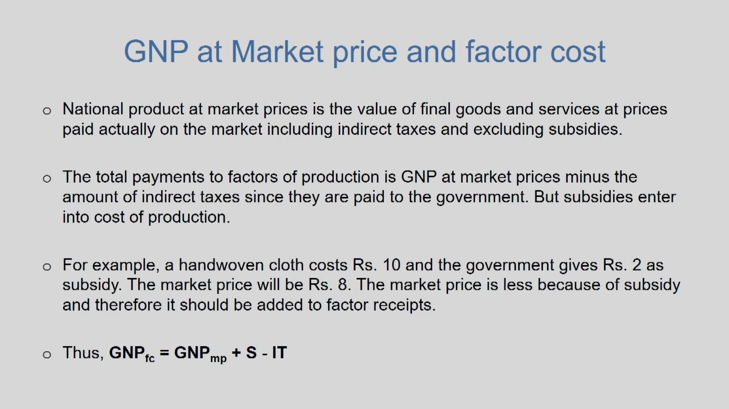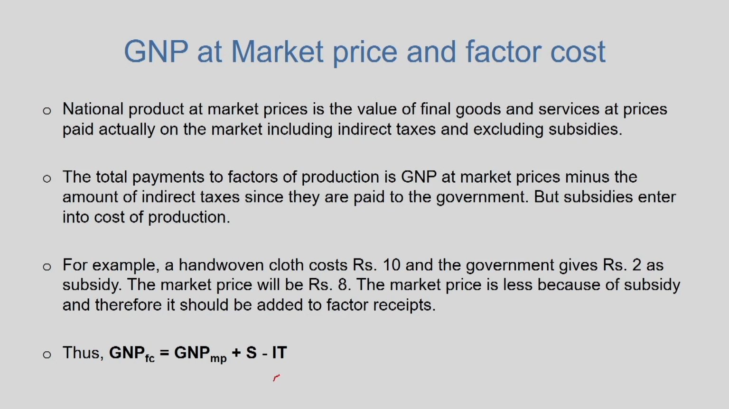Let us have a look at an example. A hand woven cloth costs rupees 10, let us say, and the government gives rupees 2 as subsidy. So the market price will be rupees 8. The market price is less because of the subsidy, but it has entered into the cost of production and therefore it should be added to the factor receipts. So GNP at market price minus indirect taxes plus subsidies is defined as GNP at factor cost.